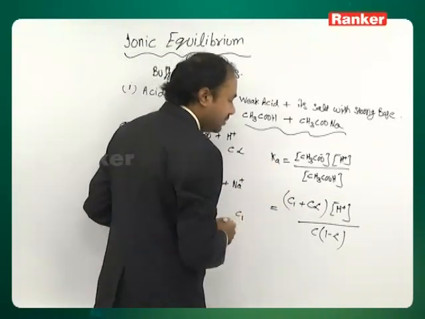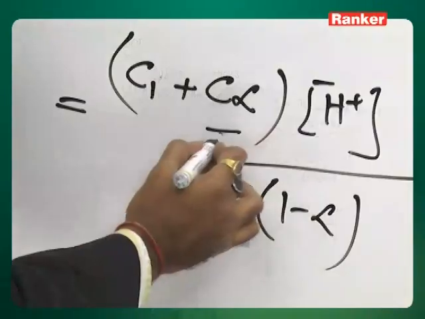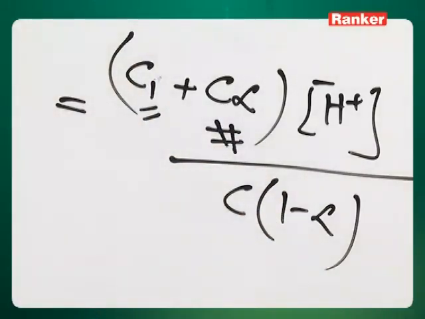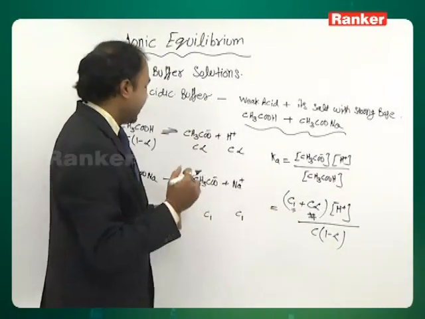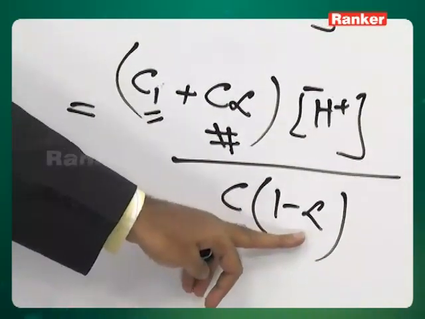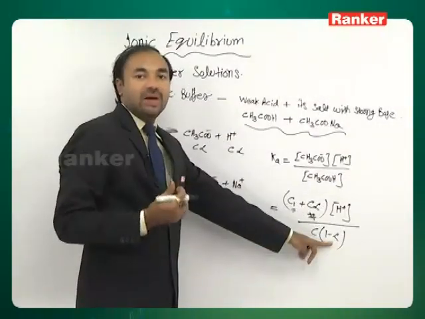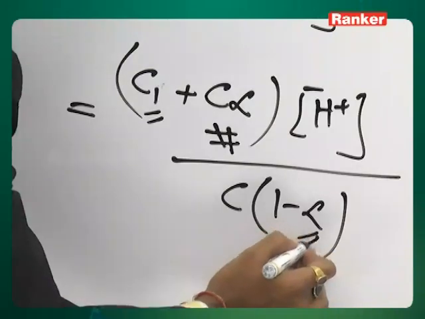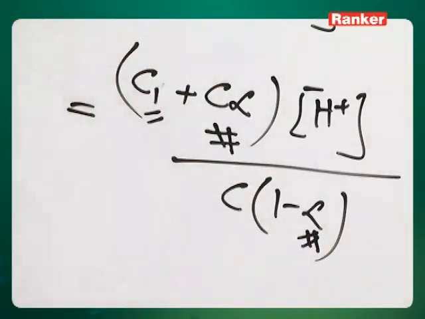So one approximation we take here: C alpha will be negligible as compared to C1. This is a valid approximation. The second approximation which we take here is that alpha, which is the degree of dissociation, which tells how much acetic acid dissociates, we assume will also be negligible as compared to 1.